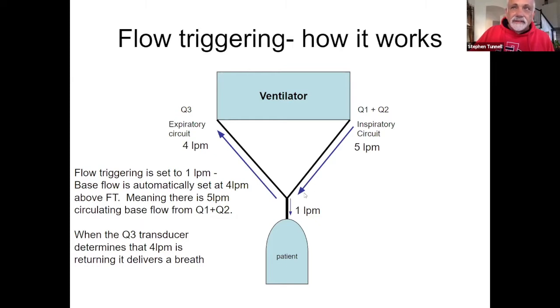5 liters go down the inspiratory line. The expiratory transducer sees 4 liters. It assumes that there are no leaks and that the patient has demanded a breath. 1 liter is triggered or pulled into the patient's inspiratory line, and the ventilator essentially delivers a breath. So that's how flow triggering works. Clearly, there are issues that can occur, like leaks and the application of non-invasive ventilation.